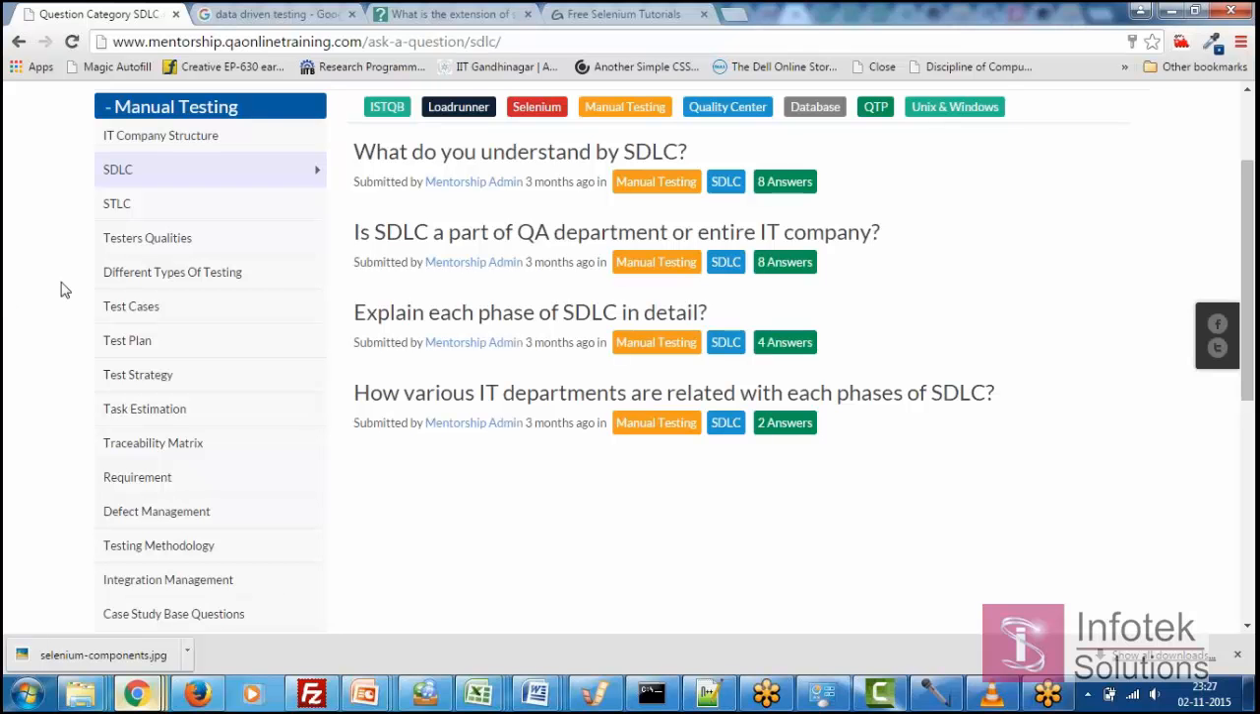So guys, these are the interview questions, majorly the questions and answers, for the software development lifecycle. And now we're going to discuss the various other interview questions of SDLC.